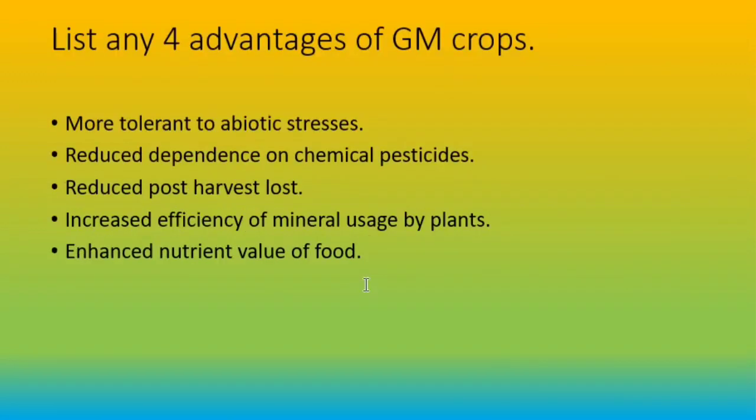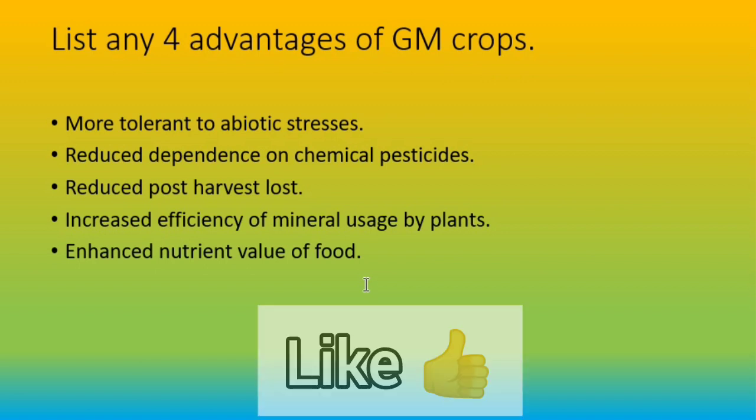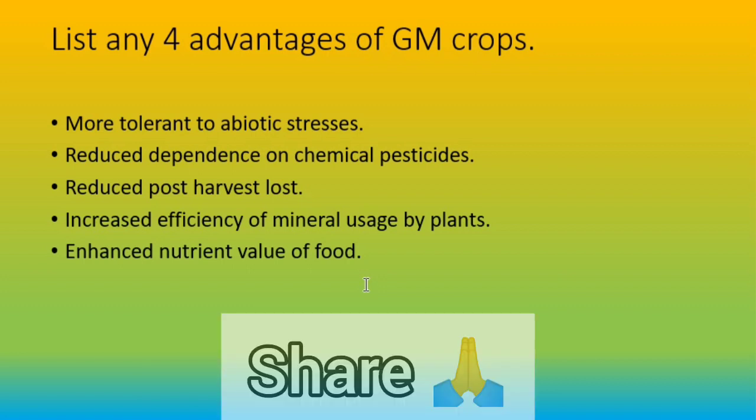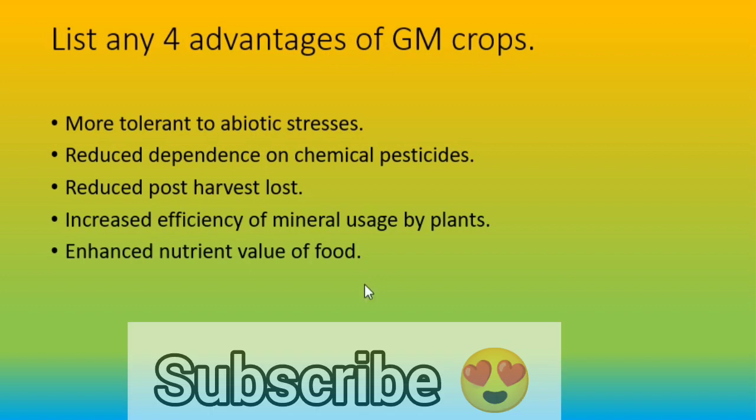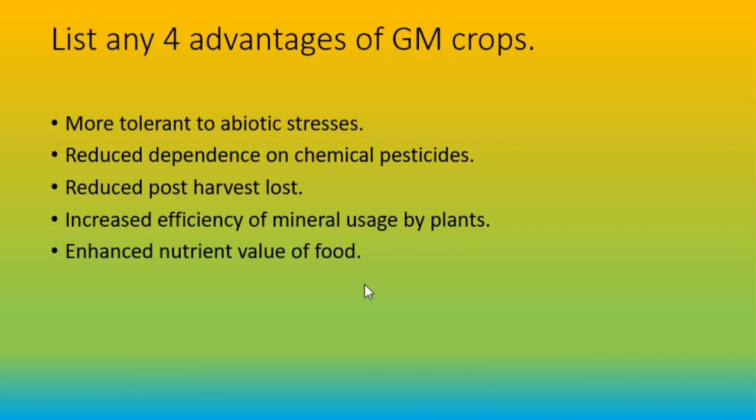List any four advantages of GM crops. GM crops means genetically modified crops. This was already mentioned. More tolerant to abiotic stresses. Abiotic stresses means drought, salinity, flood, etc. Reduced dependence on chemical pesticides because the plant itself is resistant to pests or insects. Then reduced post harvest loss. Shelf life we can increase, meaning the delay in ripening of fruit and all. Increased efficiency of mineral usage by plants so that whatever nutrients we are giving to the soil will be utilized completely. Enhanced nutrient value of food. We can enrich the nutrient quality like Atlas 66 wheat or golden rice where vitamin A is enriched.